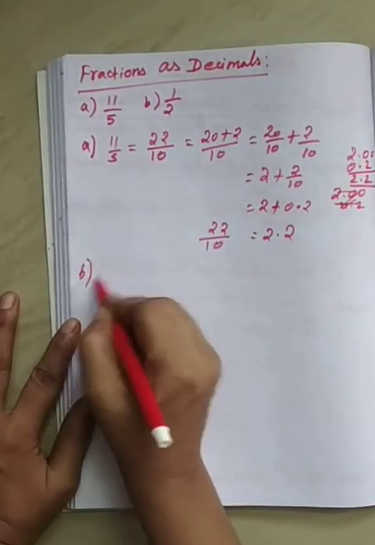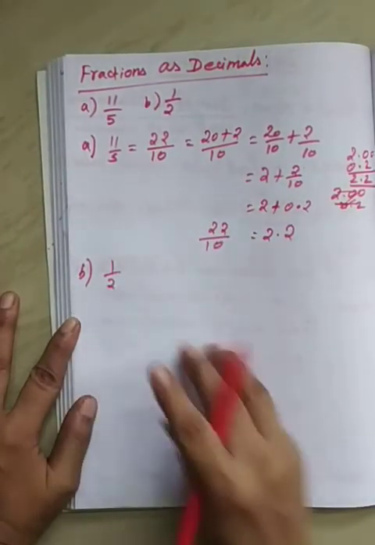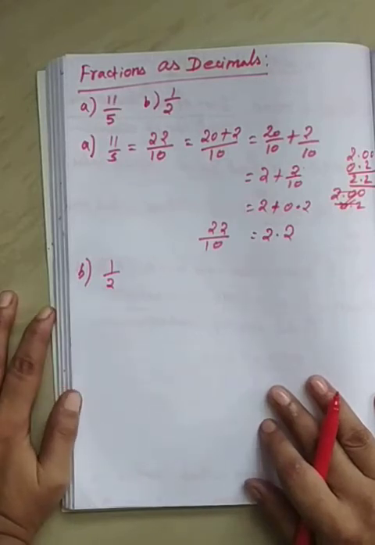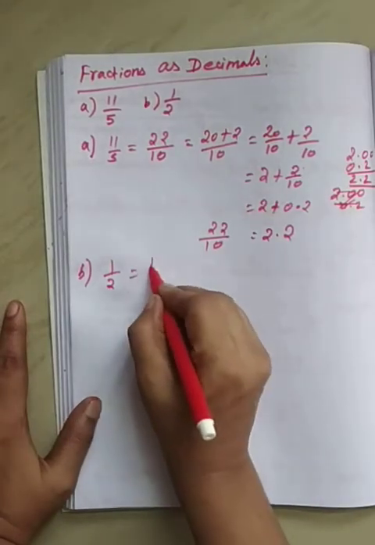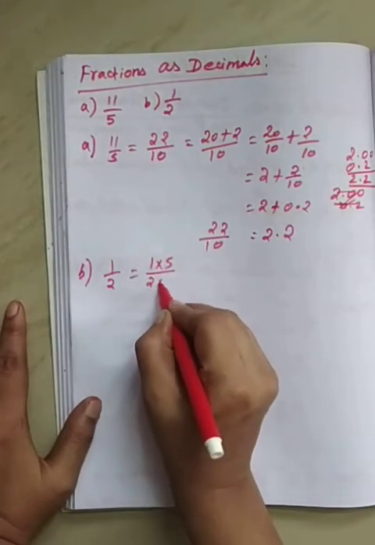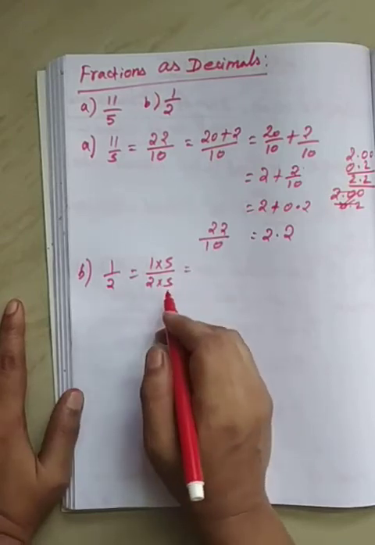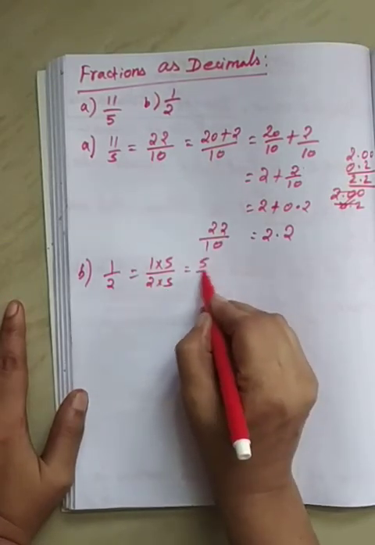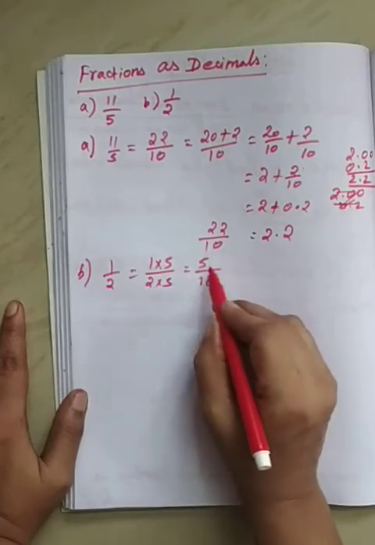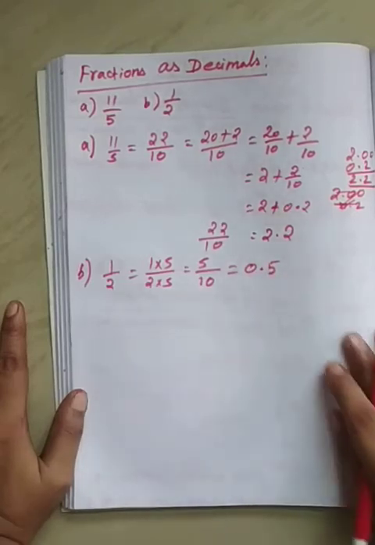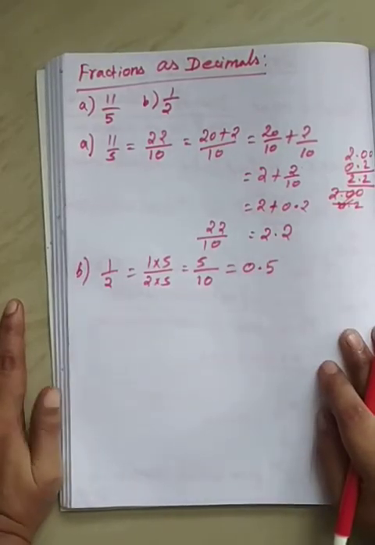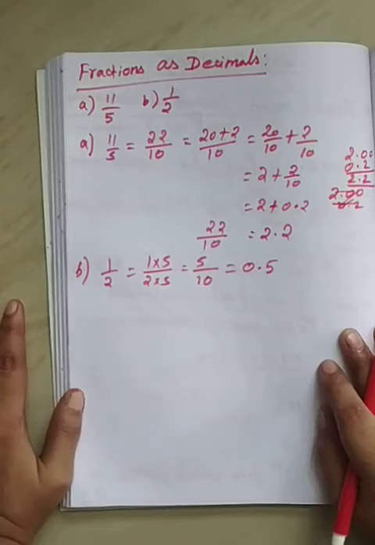See the next one. The next one is 1 by 2. See, the denominator is 2. For writing in decimal notation, the denominator should be 10. We already know how to make an equivalent fraction. Right? See, you will get 1 into 5 divided by 2 into 5, so you will get the denominator value 10. So 1 into 5, 5, divided by 2 5s are 10. See, 5 by 10. In this 5 by 10, directly you can write 0.5. Right? So therefore 1 by 2 is 0.5 in decimal notation.